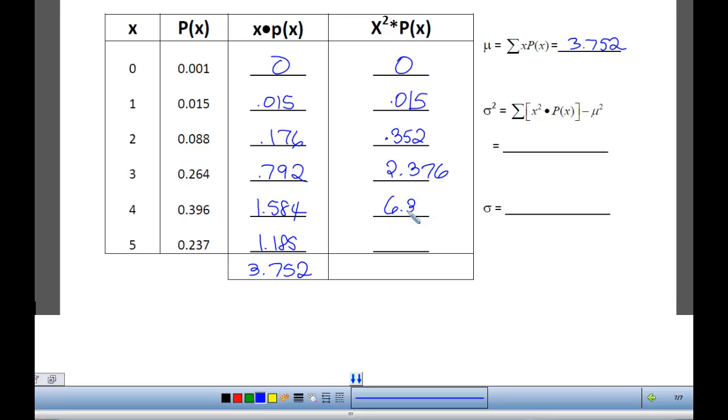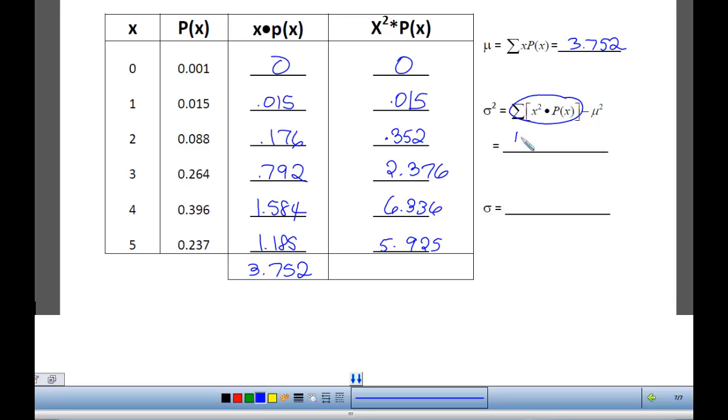6.336. Thank you. And then 25 times 0.237. 5.925. Very good. Okay, so then we add all of those up. That gives us just this piece. And then we're going to subtract from that the mean squared. Okay, so if you add all of those up, what'd you get? Anybody?